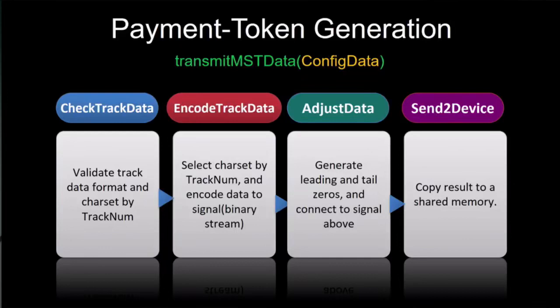parameter, and the parameter is to generate the leading and the tail zeros as we see in the picture, and the head and the tail are also zeros. First, they check the data, and then encode it with the data with the chassis of track 2, and then adjust the data by just adding the tail and the leading 0, and then send out this signal. This is how the MST payments work.